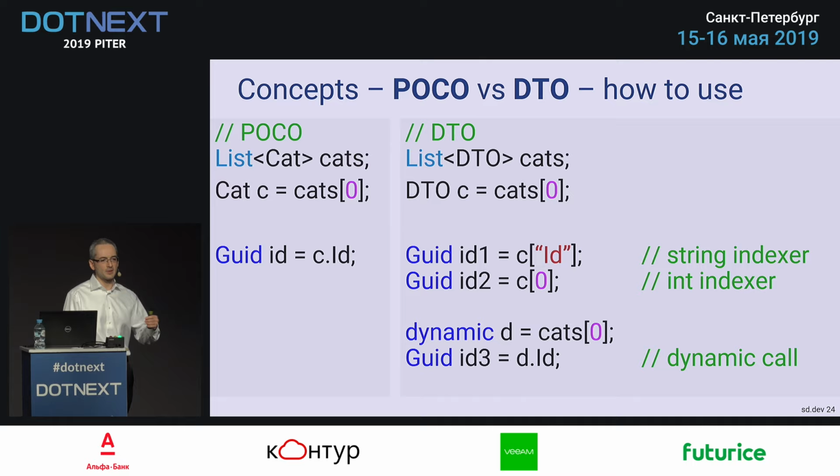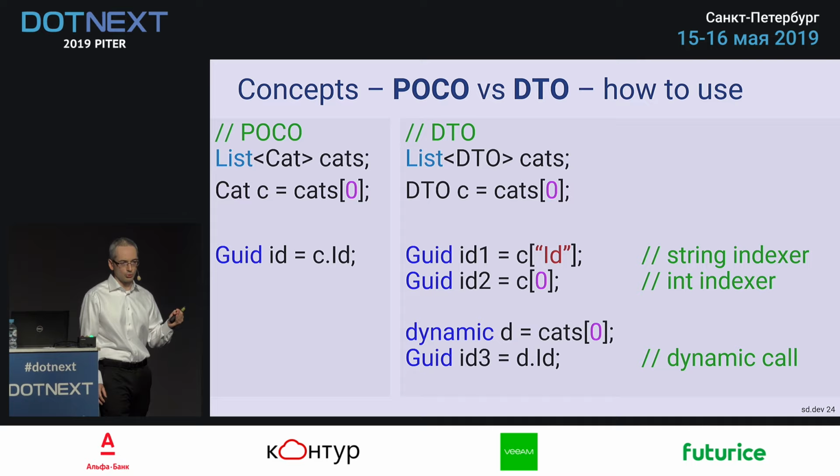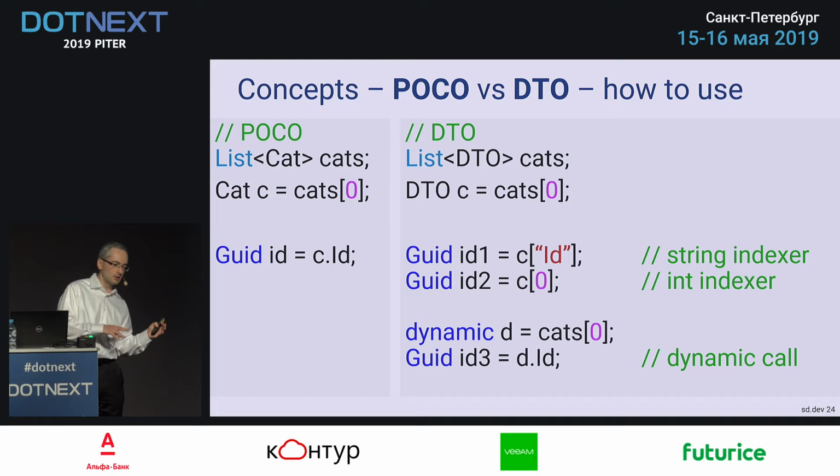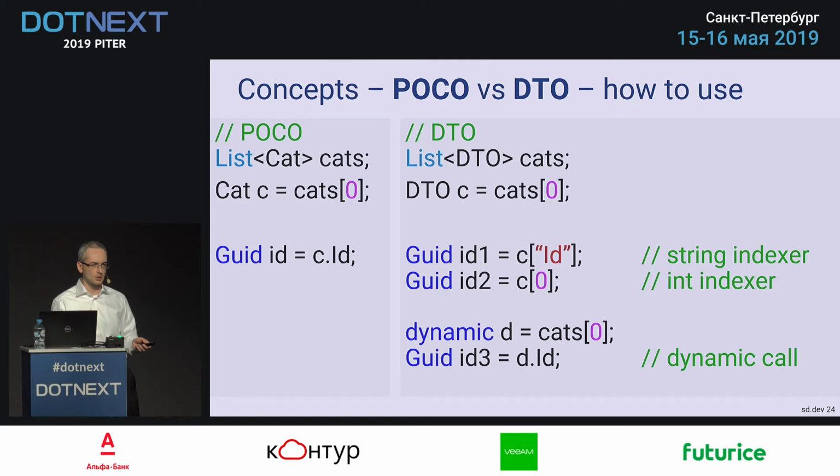The third method is a dynamic method. In order to get the same value out dynamically, we first have to assign cat 0 to this dynamic helper D, and then we do D.id and assign it to ID 3, and D.id, the invocation itself, is going to be a dynamic call. So I have three different ways of getting the data out of the DTO, at least. But the data is readily available, readily consumable. You can do the exact same things that you would normally do with a POCO.